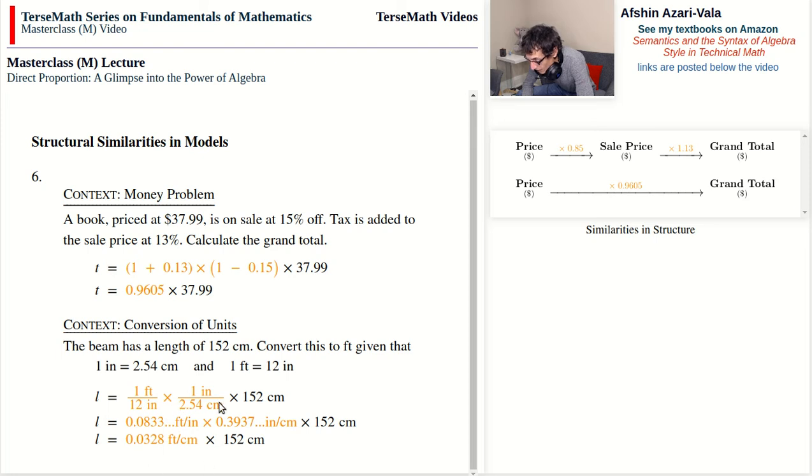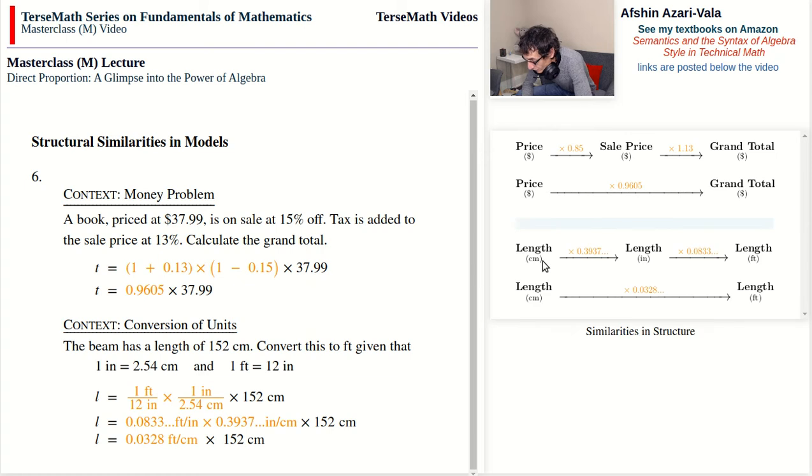And if you take a look at what's happening here, let's go back to the diagram again. Now here we have length in centimeters, that's what we start with. And then if you multiply by 0.3937, which is the same as multiplying by 1 over 2.54, you effectively change the unit from centimeters to inches. So multiplication by 0.3937 converts the unit of length from centimeters to inches. And then once we have the length in inches, we multiply by 0.0833 to convert the unit from inches to feet. And that's what the second multiplication achieves.